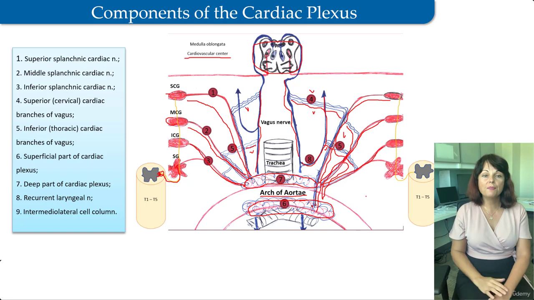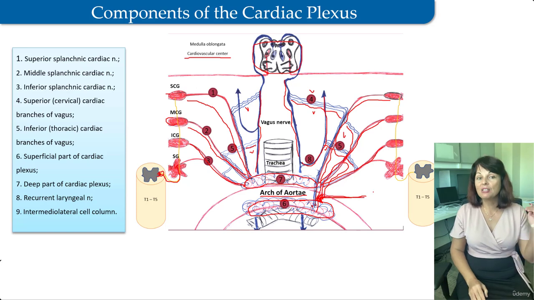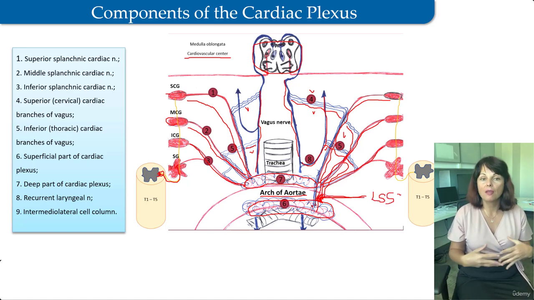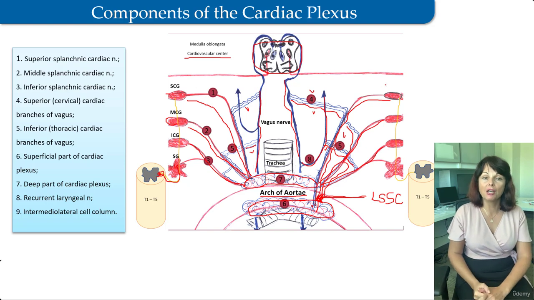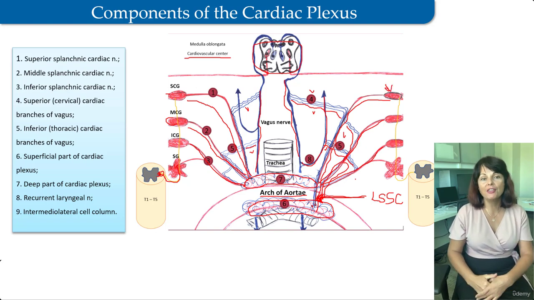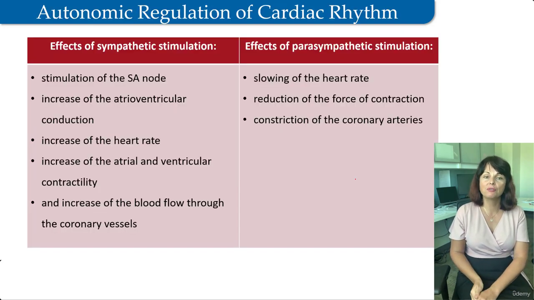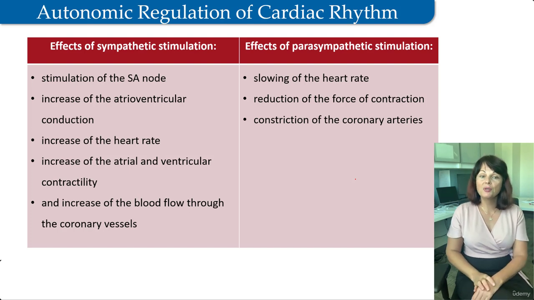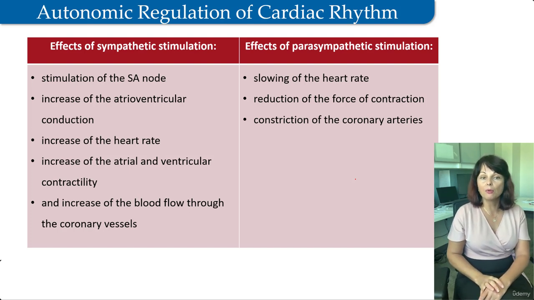As you may notice, the only cardiac nerve which does not enter the deep part of the cardiac plexus is the left superior splanchnic cardiac nerve. All the other nerves participate in the formation of the deep part. So, what are the effects of activation of the sympathetic and parasympathetic system? You can see these effects in the table.